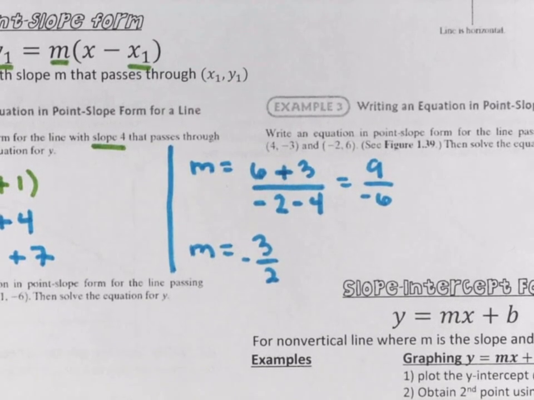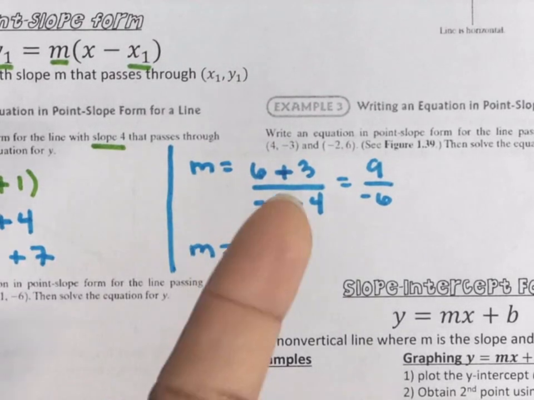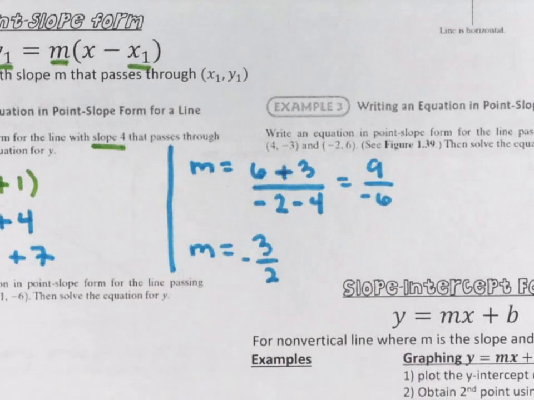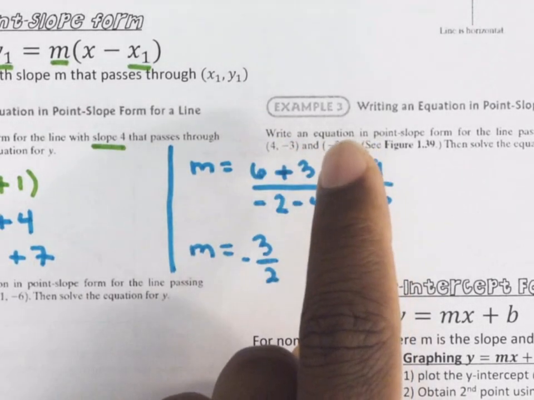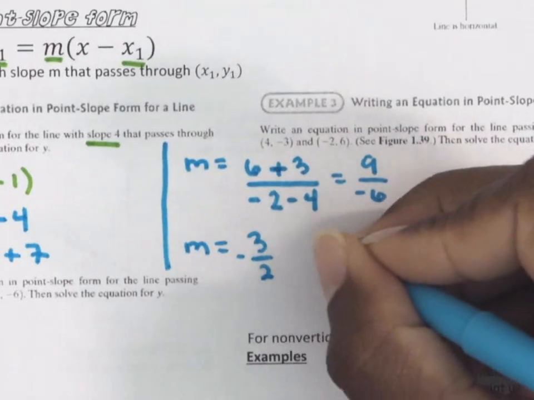Doesn't matter. If you get caught up on which point to use, just make it a habit of always using the first one. Like I say, I'm lazy a lot of times, so if one of these looks easier with smaller numbers, I'll probably use that one. But you can use point 1 or point 2. Doesn't matter. So I'll use point 1.